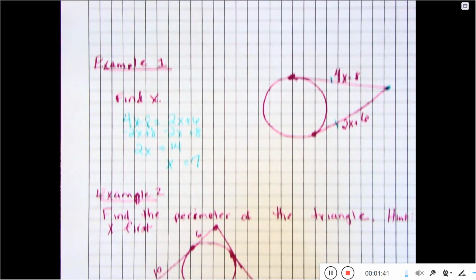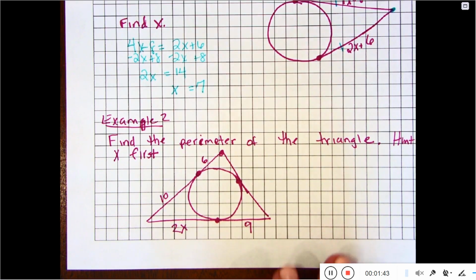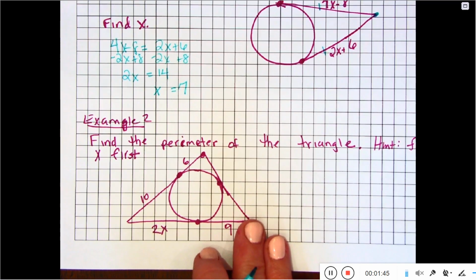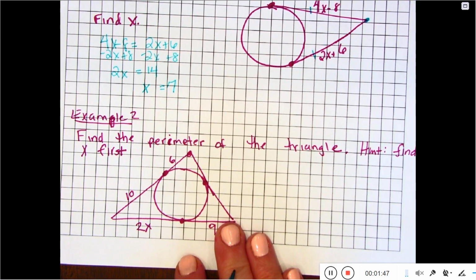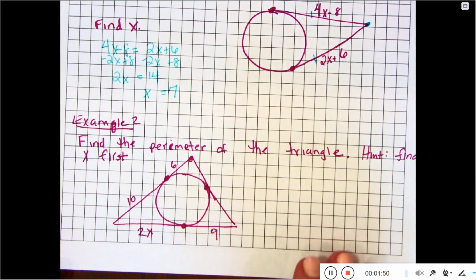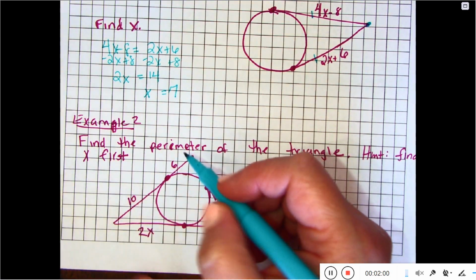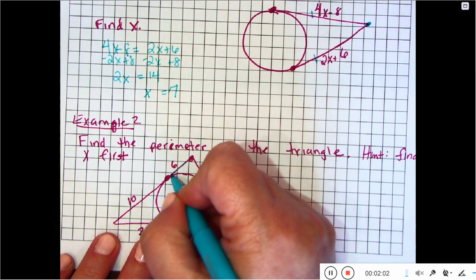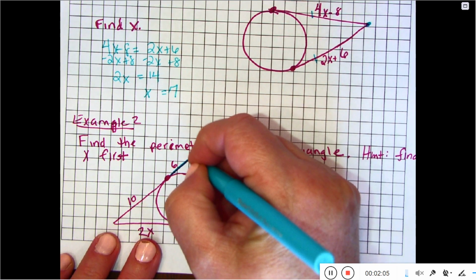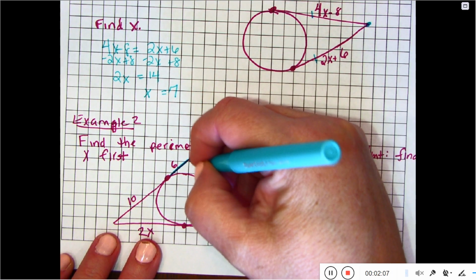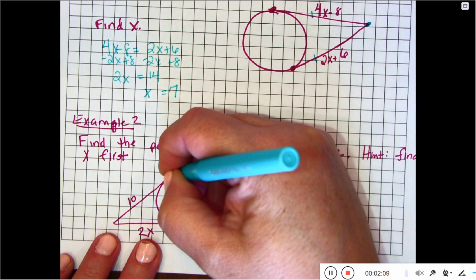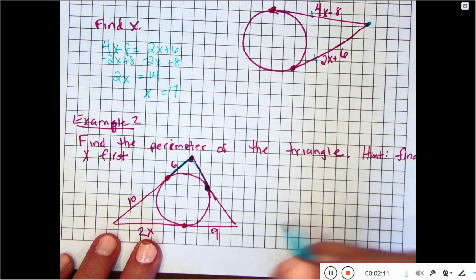Okay, let's extend that knowledge a little bit further. Here they're asking us to find the perimeter of the triangle. Hint, find x first. So what you have here is, if I cover up parts of the picture, you can see this. If I cover up this part, you can see that I have a tangent here originating from this exterior point, and a tangent here originating from the same exterior point.